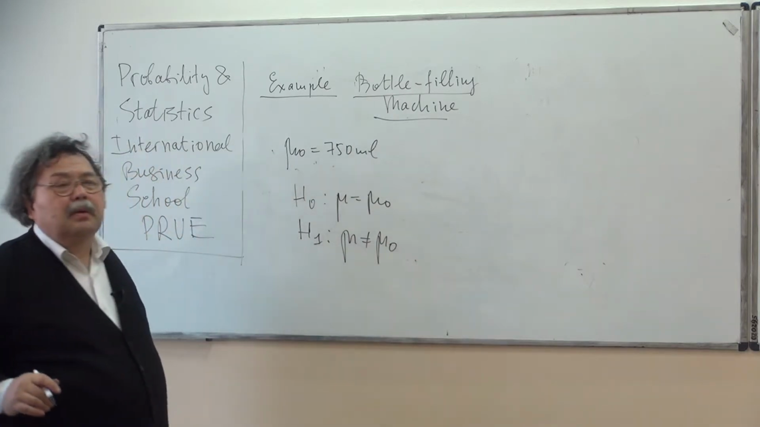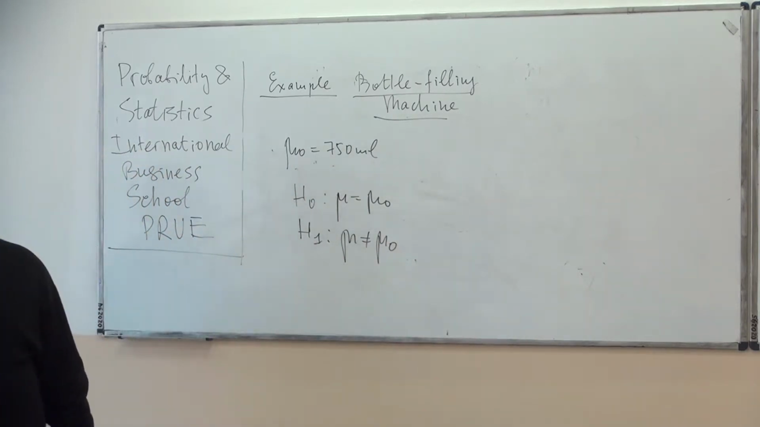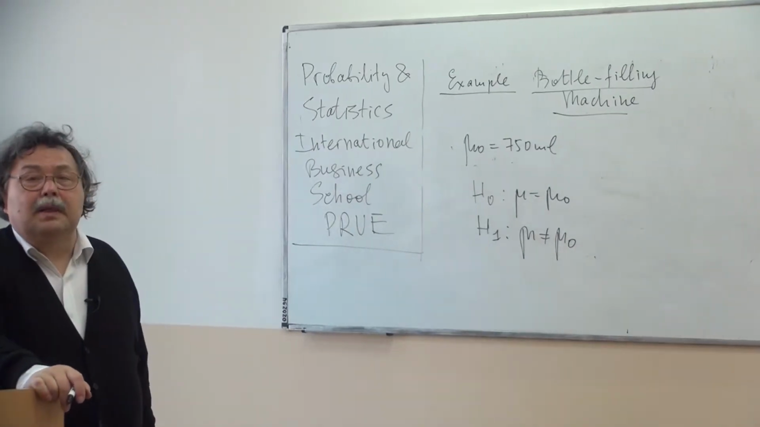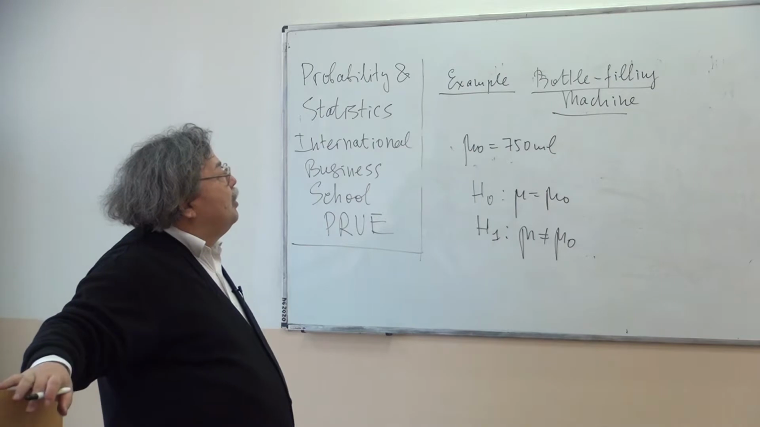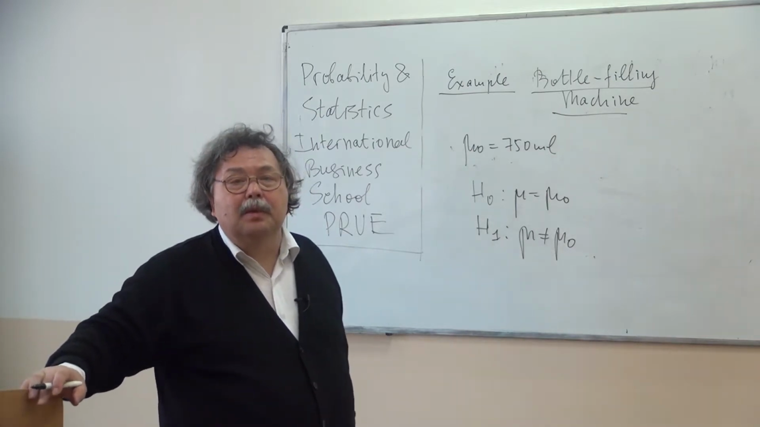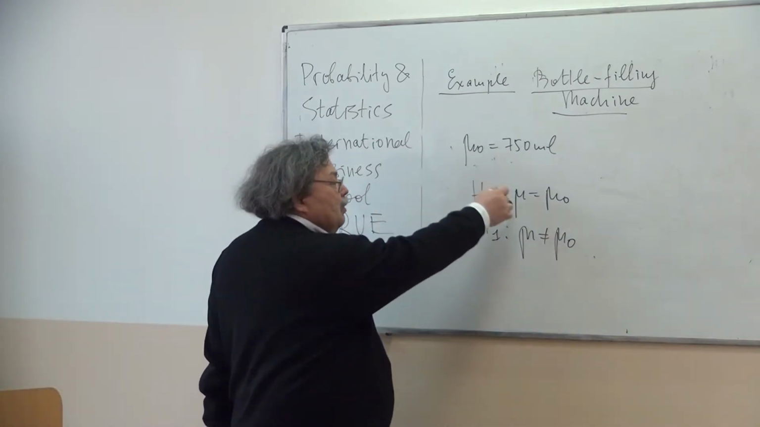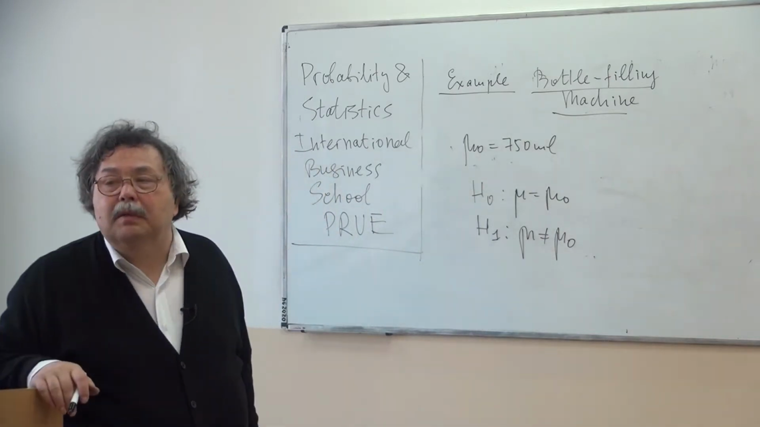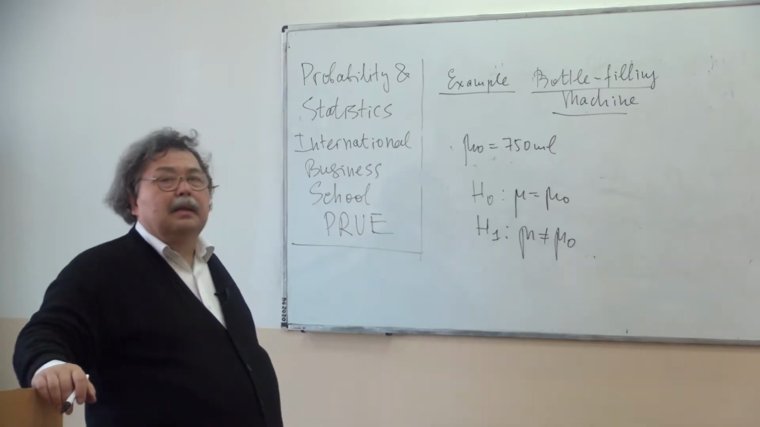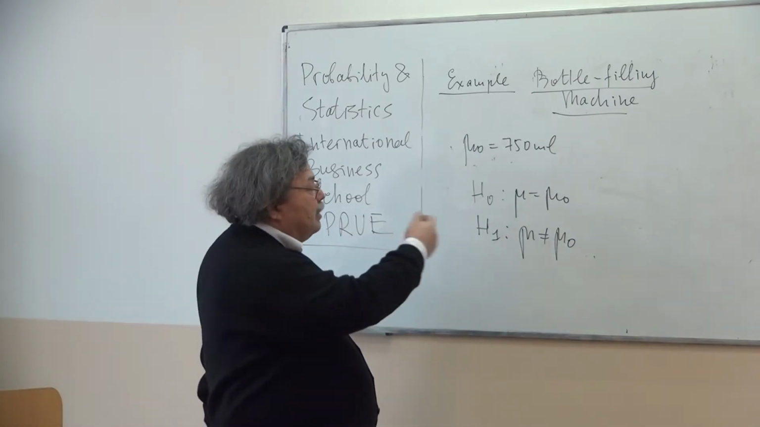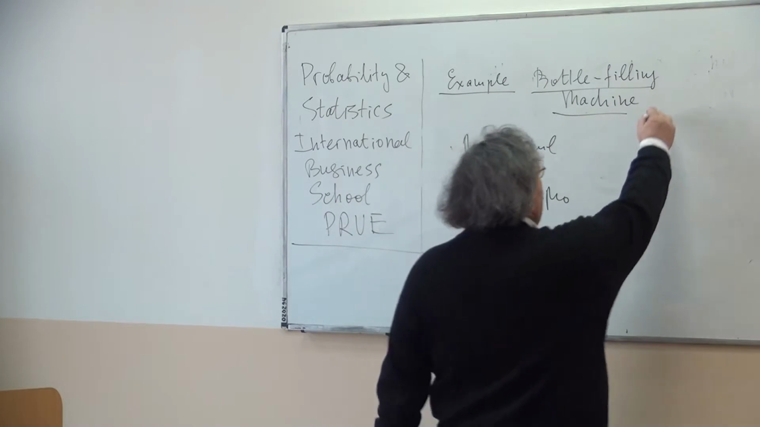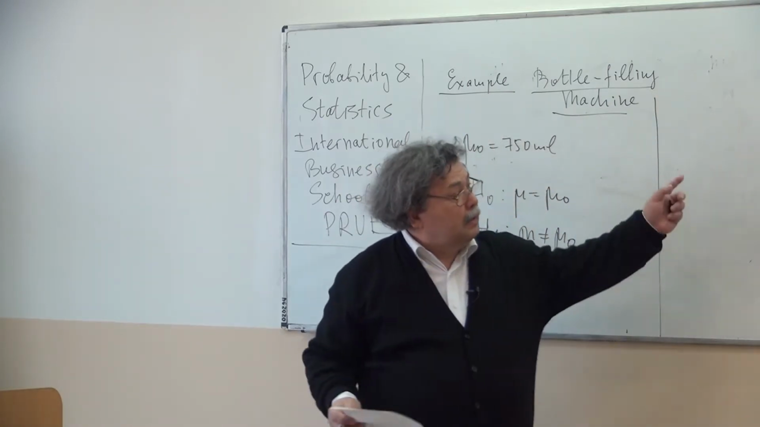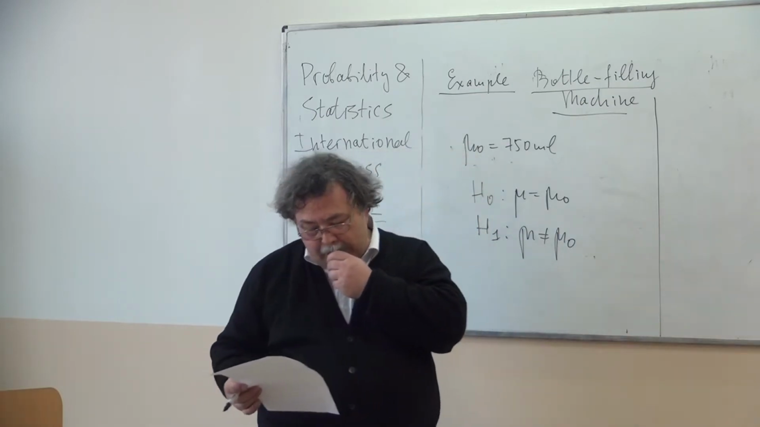Is the mean value of wine put by the machine in a bottle equal to mu0 or not? Now, this is where we apply this hypothesis testing technique. The null hypothesis is that the actual value mu, which is not known to us, is equal to the specified value, 750 milliliters, and the alternative hypothesis is that it's not true. Okay, and then we apply this standard technique.